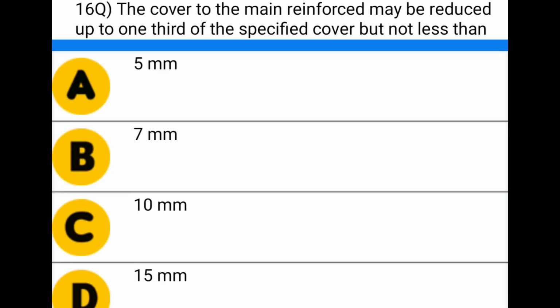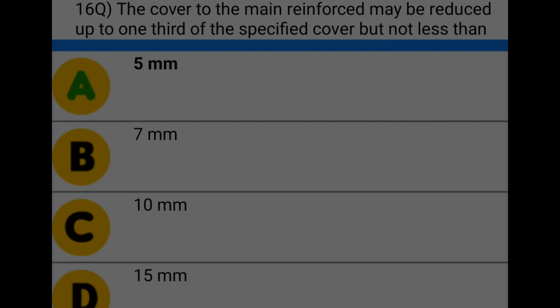The cover to the main reinforcement may be reduced up to 1/3 of the specified cover but not less than: option A 5 mm, option B 7 mm, option C 10 mm, option D 15 mm. The correct answer is option A 5 mm.